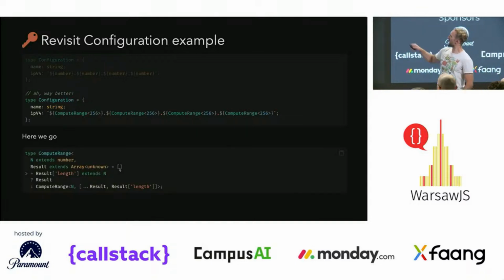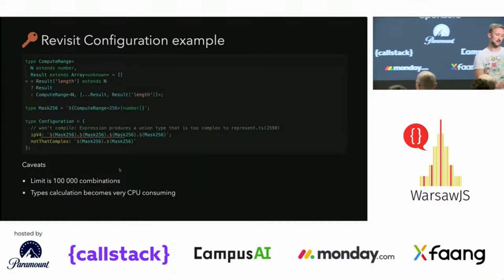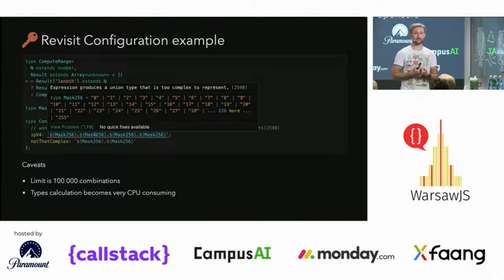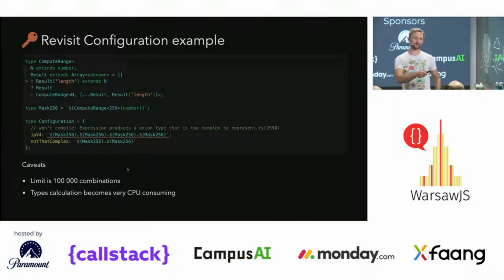OK. How I did it: this is a small type helper. It has recursion inside. So actually, it hits the limit, because it exceeds 100,000 combinations, which is the limit for TypeScript. And the calculations, in general, are very, very CPU consuming. So there is a limit. And I have 2 minutes? OK, I will do it.